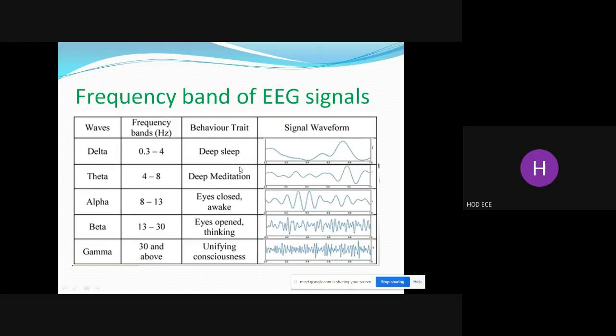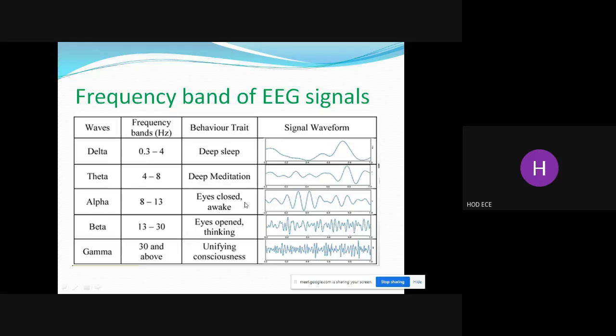If the person is in deep sleep, the frequency varies from 0.3 hertz to 4 hertz. The waveform will be like this, and that wave is called the delta wave. If the person is in deep meditation, the frequency range is 4 to 8 hertz. That is said to be the theta wave.